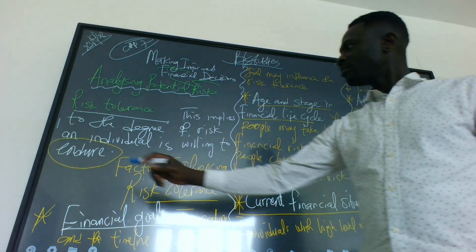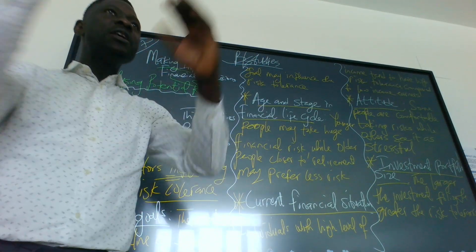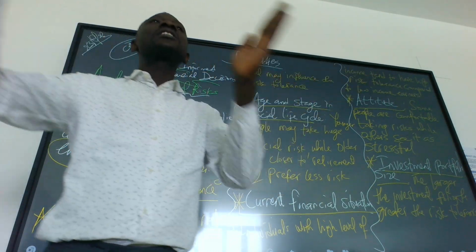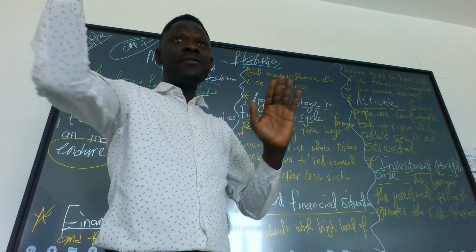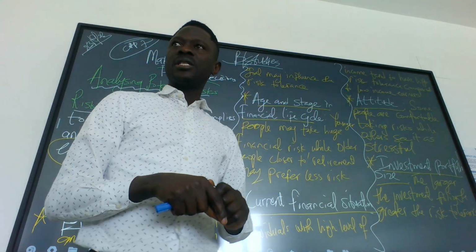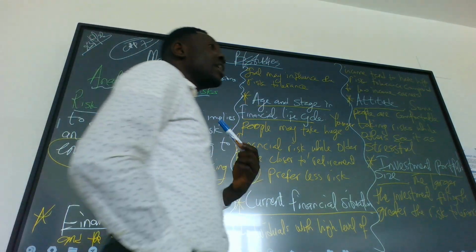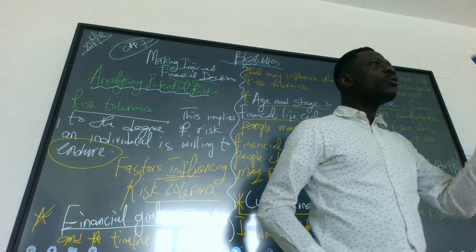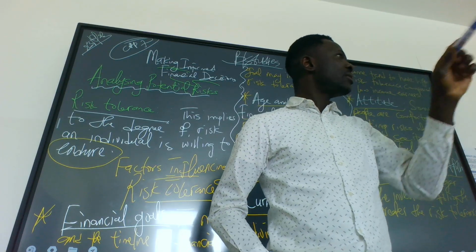Yes. So what are those things that we put into consideration to know if you have high risk tolerance or low risk tolerance? Because either you have a high risk tolerance or a low risk tolerance. The first one is the financial goals. When we talk about financial goals, we're simply talking about your objective, what you want to achieve with that risk.